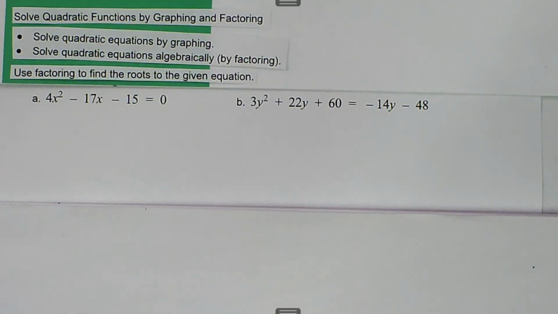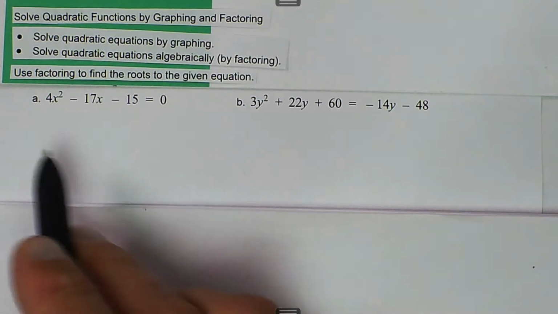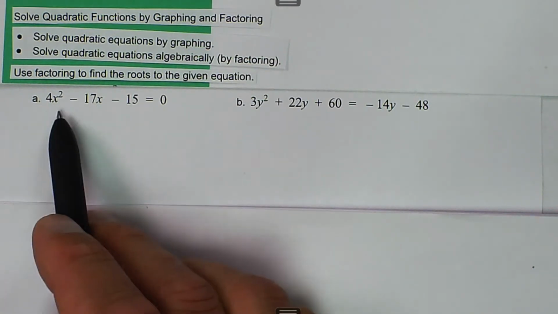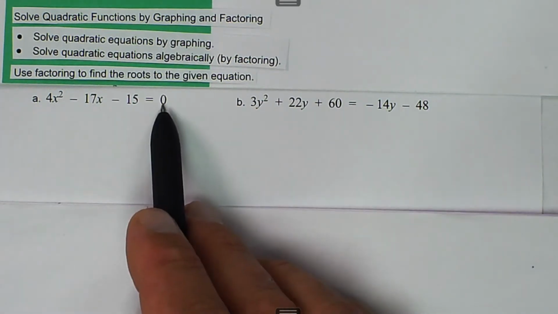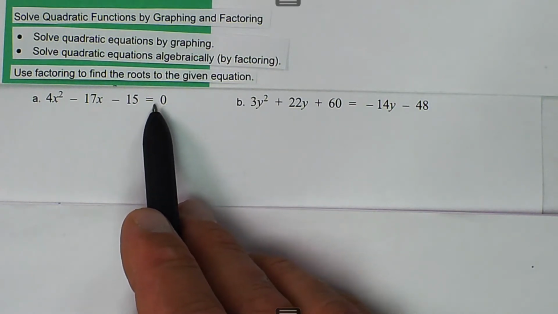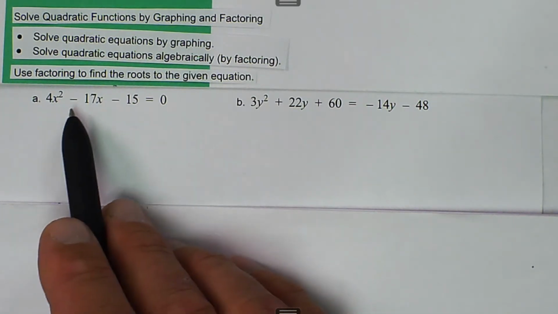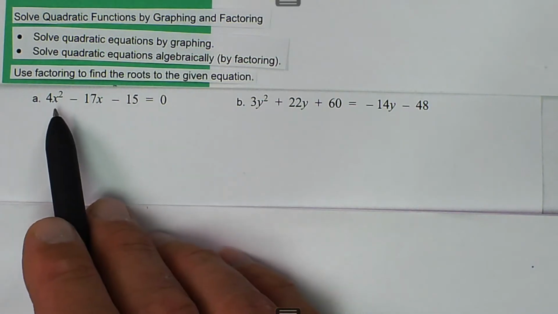We want to solve quadratic functions by graphing and factoring, and we want to use factoring to find the roots to the given equation. So here we know that this is a quadratic function because we have x squared, or we have the variable squared. Anytime we have the variable squared, we know that we have to have one side of the equation equal to 0. So at that point, we're ready to solve, and in this case, we want to solve by factoring.